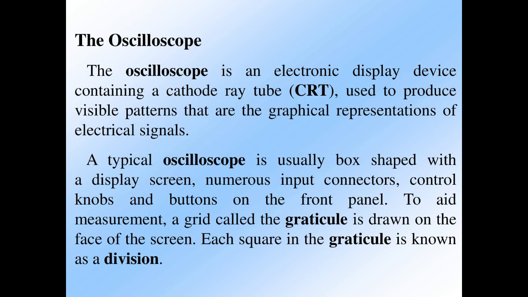The oscilloscope is an electronic display device containing a cathode ray tube (CRT), used to produce visible patterns that are the graphical representations of electrical signals. A typical oscilloscope is usually box-shaped with a display screen, numerous input connectors, control knobs, and buttons on the front panel. To aid measurement, a grid called the graticule is drawn on the face of the screen. Each square in the graticule is known as a division.